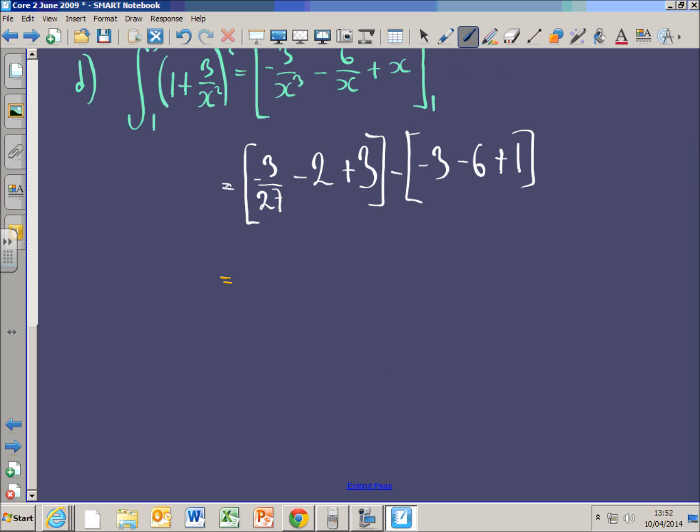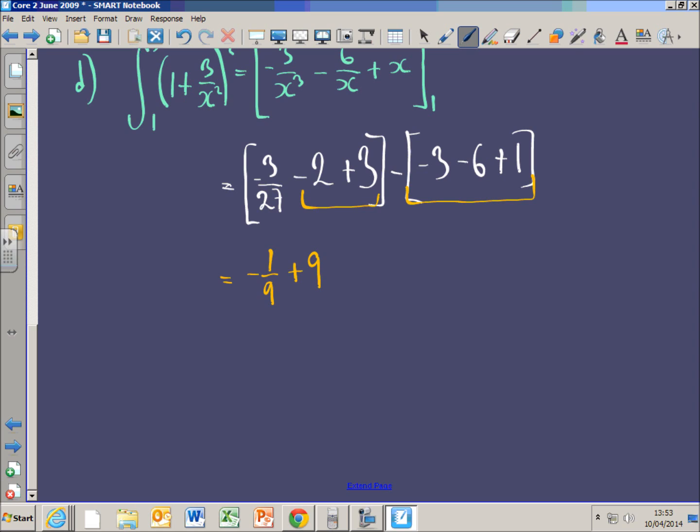Minus 3 over 27, what's that? Minus a ninth. So this is minus a ninth. And then I've got minus 2 plus 3, that's 1. And I'm going to take away, what have I got over on this side? Minus 3, minus 6, that's minus 9, minus 8. All this thing on the right equals minus 8. Do you agree with that? No. It's minus 8, but it's take away minus 8, so it's going to be plus 8. So this is 1 here, plus 8. So I think that's minus a ninth plus 9. Do you agree? Okay.